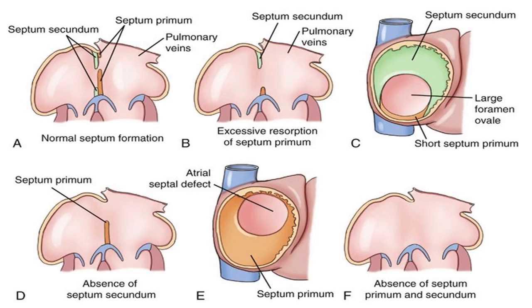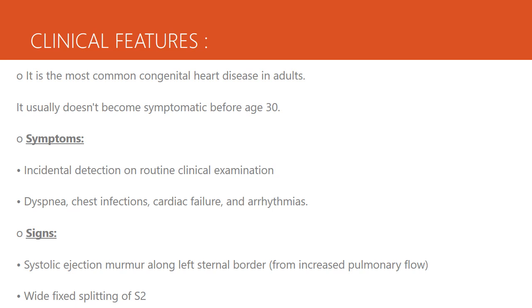So this happens when there is excessive resorption of the septum secundum or septum primum. Again, in picture D, you can see absence of septum secundum can lead to atrial septal defect, and it is the most common congenital heart disease in adults, and it usually doesn't become symptomatic before the age of 30 years. Therefore, it is usually an incidental finding on routine clinical examination.